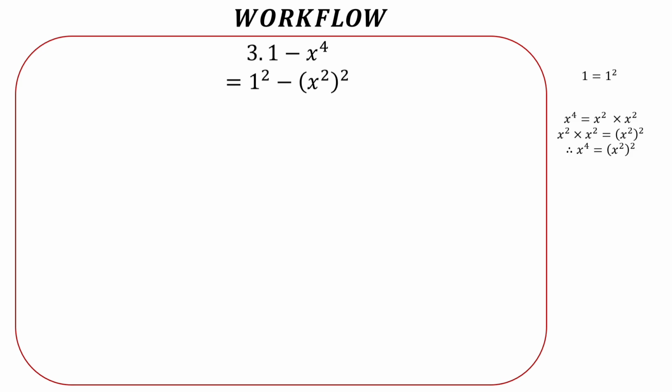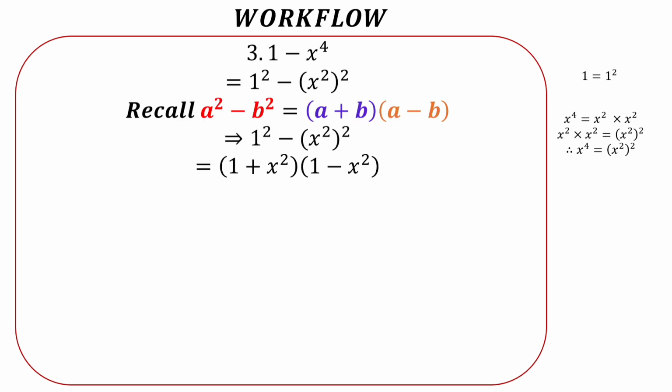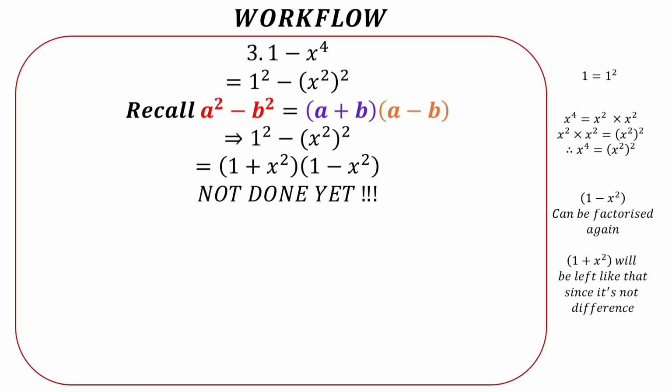Okay, and we recall our formula and we break them down to this. So usually you would have probably concluded that is the answer, but this is not really the final answer, because you can also factorize 1 minus x squared. So the term in the second bracket can further be factorized. We have to do that because we've been asked to factorize completely. You can factorize 1 minus x squared again, but we cannot factorize 1 plus x squared because it's a positive sign between the two, so we don't have a difference for the first bracket, but we have a difference for the second bracket.